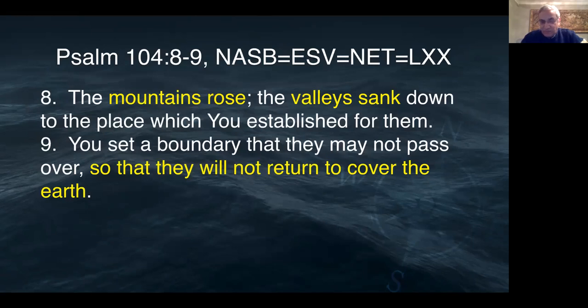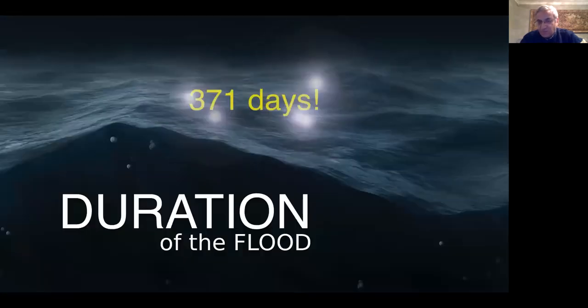And what happened to the water after the flood? God raised the mountains and reduced the valleys. So when he raised the mountains, the water shifted into the basins of the oceans. And as I said, 70% of the surface of the earth is water. So that's what happened to the water after the flood. The duration is 371 days, and we are all now very clear about this.